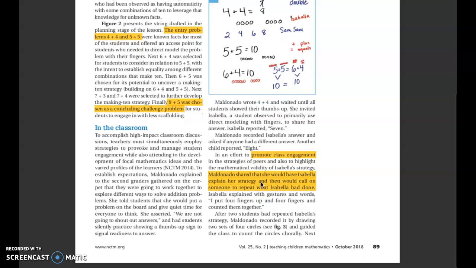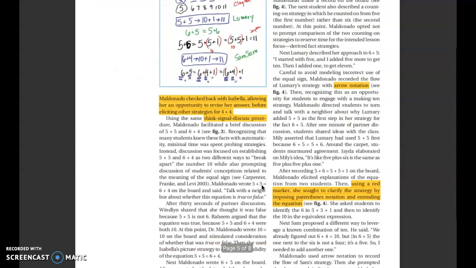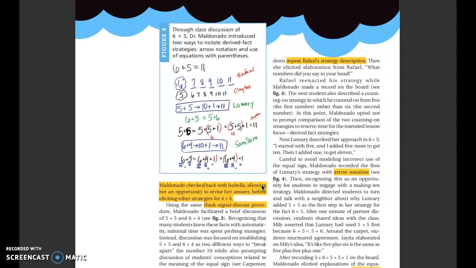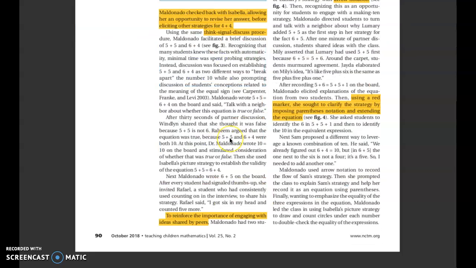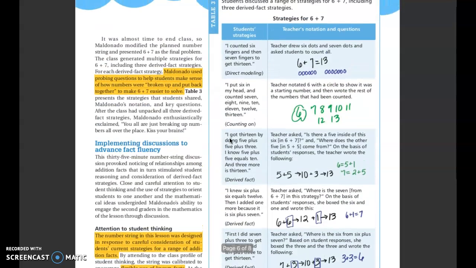She used a think, signal, discuss procedure to allow students to solve problems on their own and then share with their peers. She also had students repeat the strategies that their peers had explained. This table shows the student strategies for 6 plus 7. Sorry, right, this one.